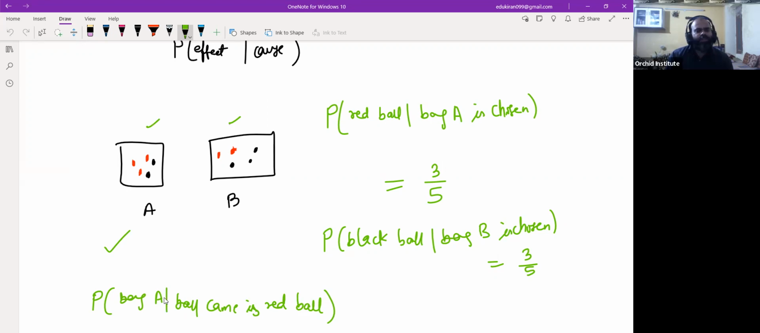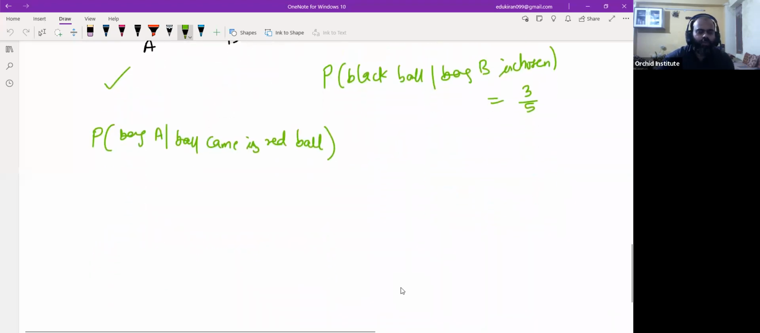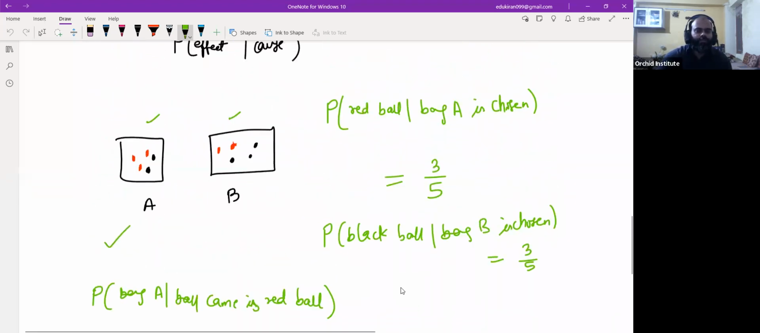So here it is reverse. The effect has already occurred, that the red ball has already come. And now the cause, that is bag A, you have to tell its probability. We can't tell it right now because we don't have any such straightforward way. Are you getting my point? Yes. Okay. So here Bayes theorem comes into effect.